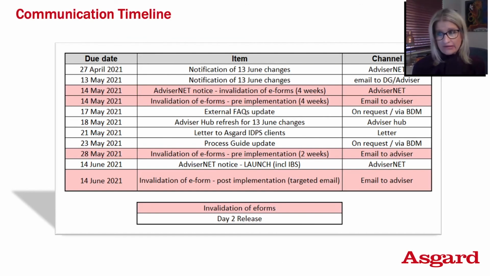Displayed on screen is a detailed communication timeline, which I'd like to spend a bit of time running through. This table is running from top down in chronological date order. This lists the past communications that have issued out versus communications still to be issued. Highlighted in red is the communications going out relating to the notifications of invalidation of e-forms, and flagging with our advisors what's about to occur. The white line entries relate to the release notifications leading up to the go live date, being the 14th of June 2021.